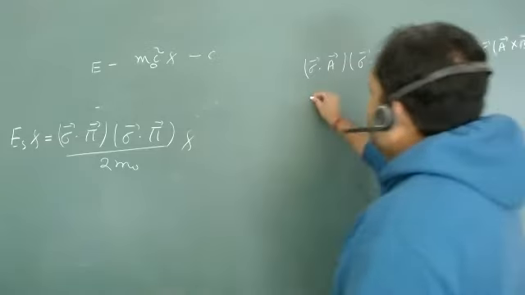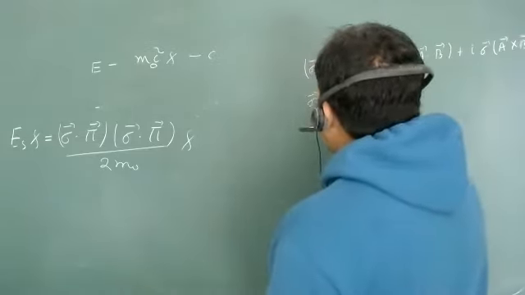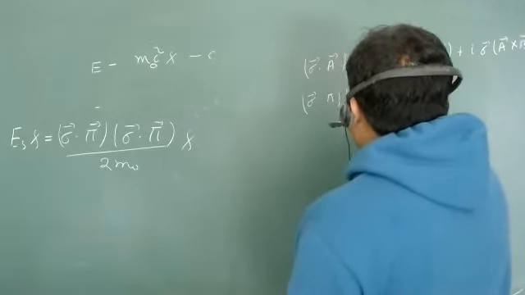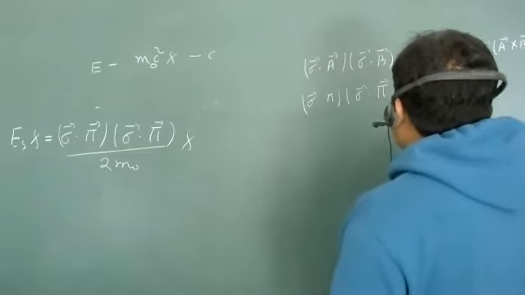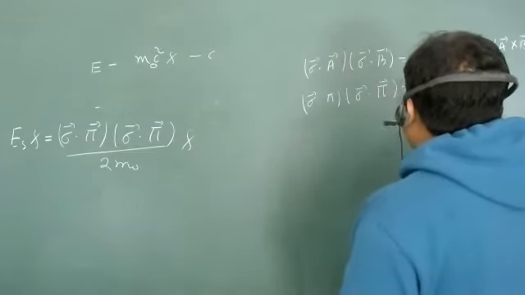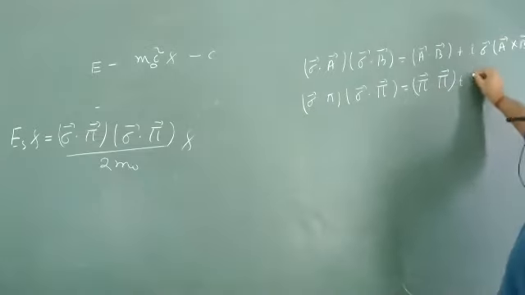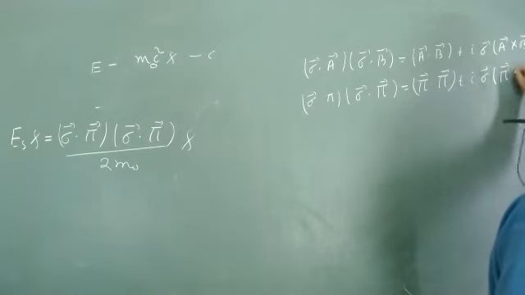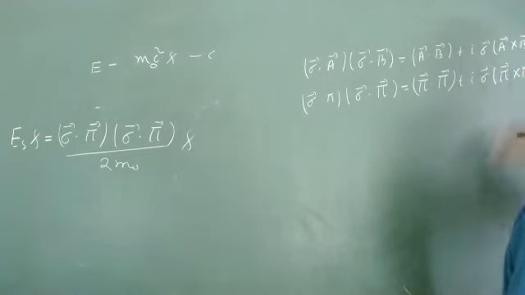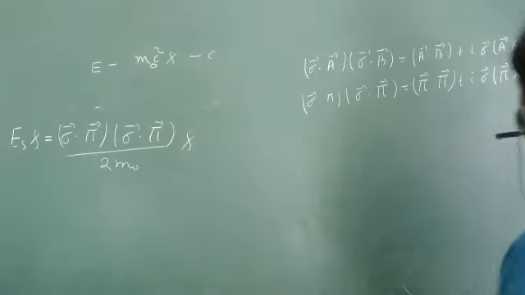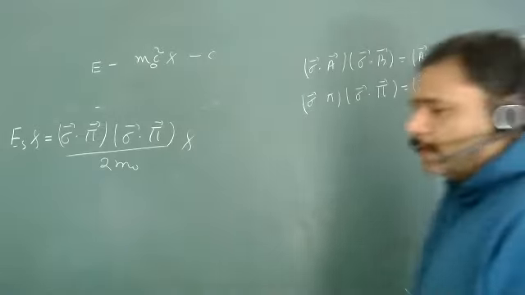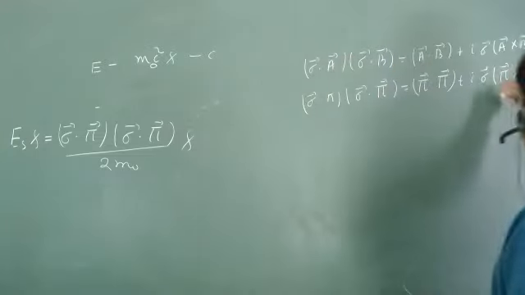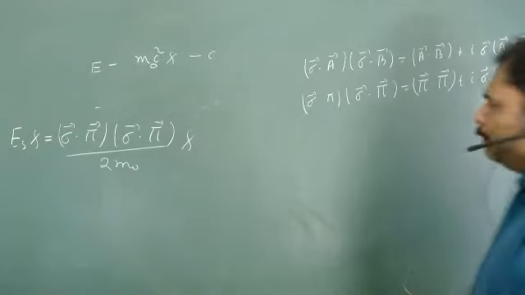Now we have to calculate sigma dot pi into sigma dot pi, which is equal to pi dot pi plus i sigma pi cross pi. And pi dot pi is nothing but mod pi square, so there is not any problem. We have the value of pi. But actually what we have to do is calculate what will happen to pi cross pi.